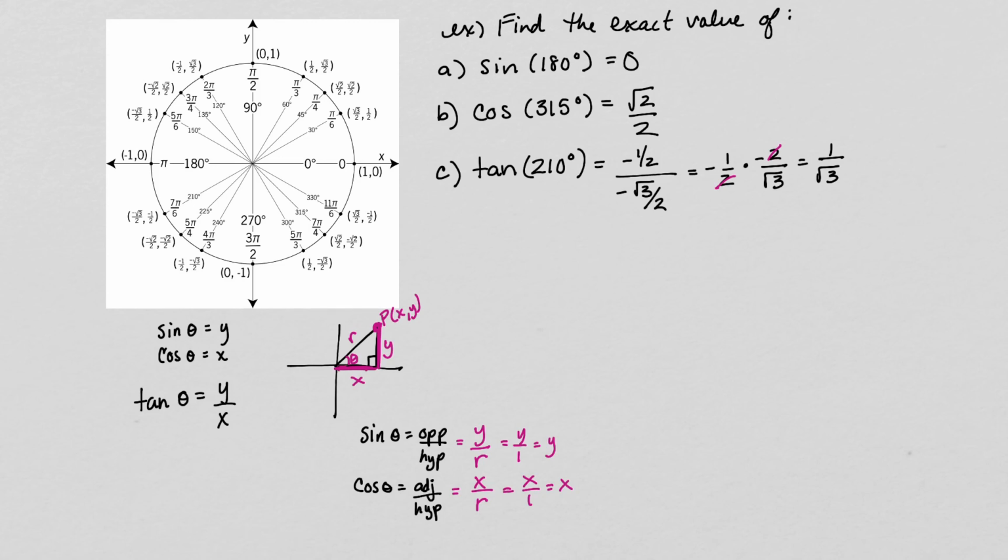Oh, okay, I get it now. Yeah, it only happens on the unit circle. Anything else doesn't carry over. But just for the unit circle, the sine value is the y value and the cosine value is the x value. Other questions?